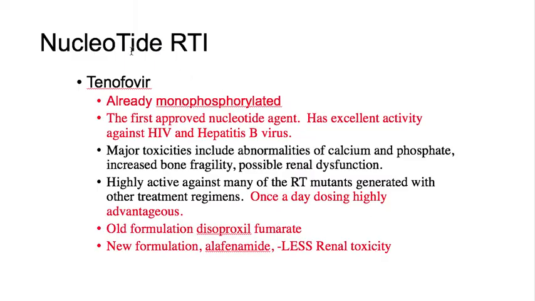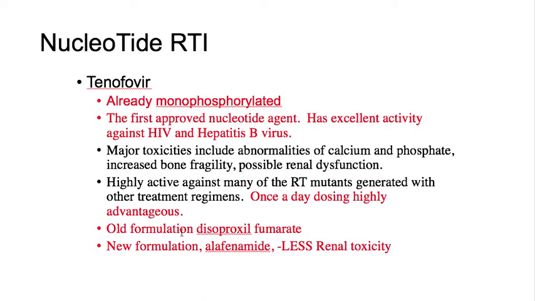The nucleotide reverse transcriptase inhibitor that is commercially available is tenofovir, and it is a nucleotide agent because it is already monophosphorylated. This was the first and currently only available nucleotide agent. It has excellent activity against HIV, and you may remember it from the hepatitis B lectures as well, because it is active against both. It has a great pharmacokinetic capability in that it has once daily dosing.